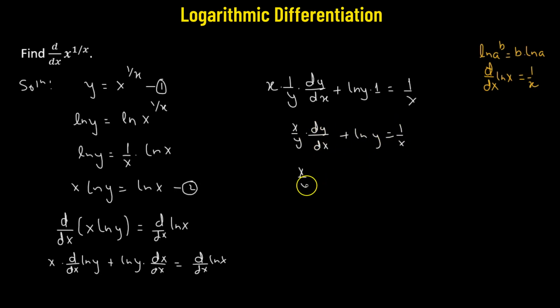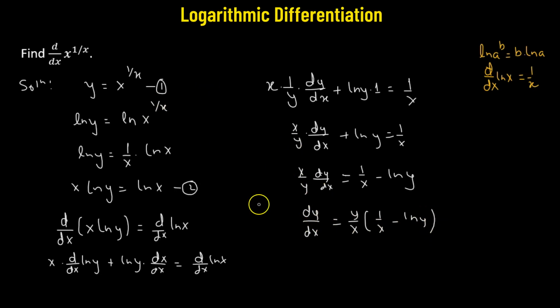We'll transpose log of y to the right hand side, so this gives us 1 over x minus log of y. Right. Now what we can do is multiply both sides by y over x, such that we have derivative of y with respect to x equals y over x multiplied by 1 over x minus log of y. So finally we can replace the value of y with x raised to the power of 1 over x, which gives us derivative with respect to x of x raised to the power of 1 over x equals x raised to the power of 1 over x divided by x multiplied by 1 over x minus log of x raised to the power of 1 over x.